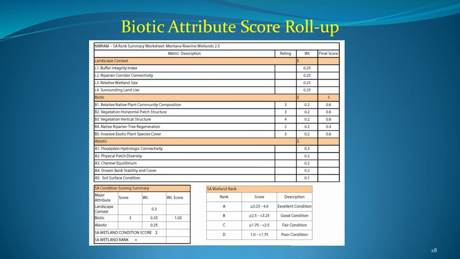And then once we get through all our metrics and we roll up this whole example site, you'll see that each of the biotic, the abiotic, and the landscape metrics each get a weighting, and then we'll get an overall sample area score, which will also be between 1 and 4, and will give us an ABCD for the whole sample area.